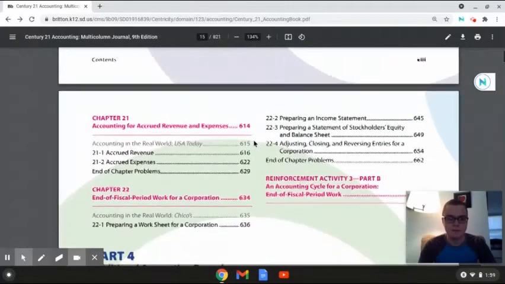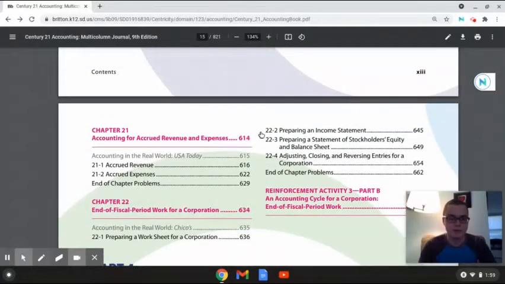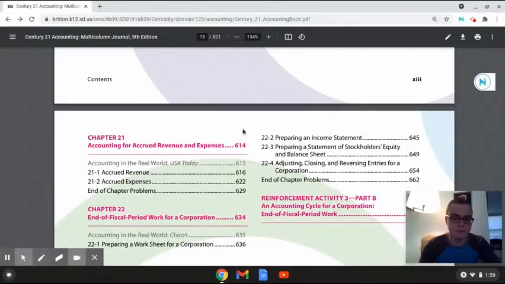Then we'll be moving on to Chapter 21, where we'll be learning about how to account for accrued revenue and expenses. So in this chapter, we'll be learning about accrued revenue and accrued expenses. And finally, in Chapter 22, we'll be learning about end of fiscal period work for a corporation. And this chapter pretty much wraps up our corporations.